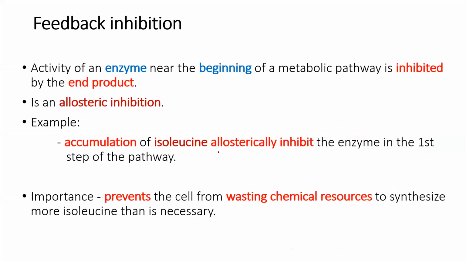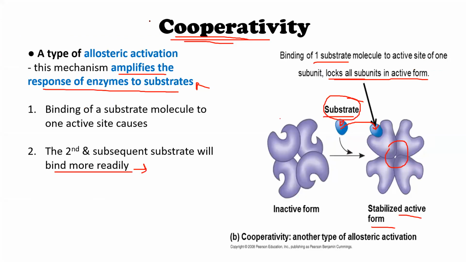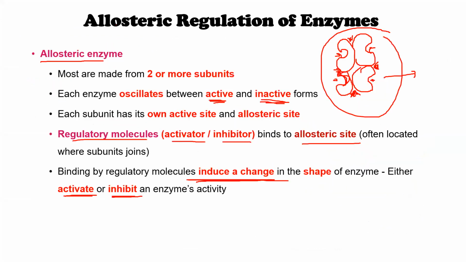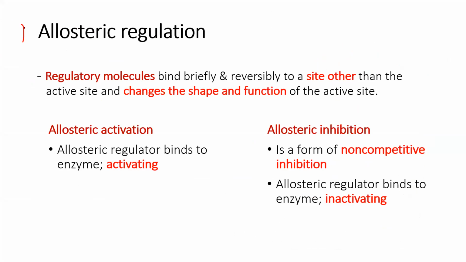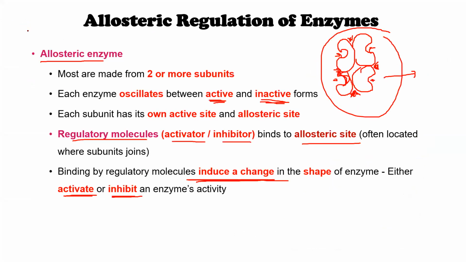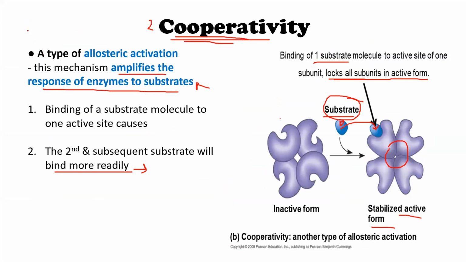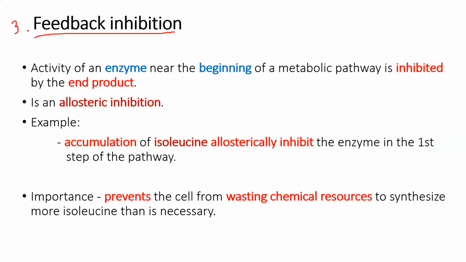Okay, so the third regulatory mechanism of enzyme action is feedback inhibition. Okay, feedback inhibition. So ini yang ketiga lah. Yang kedua cooperativity. Yang pertama adalah allosteric regulation. So 1, 2, okay, and 3. The third one.